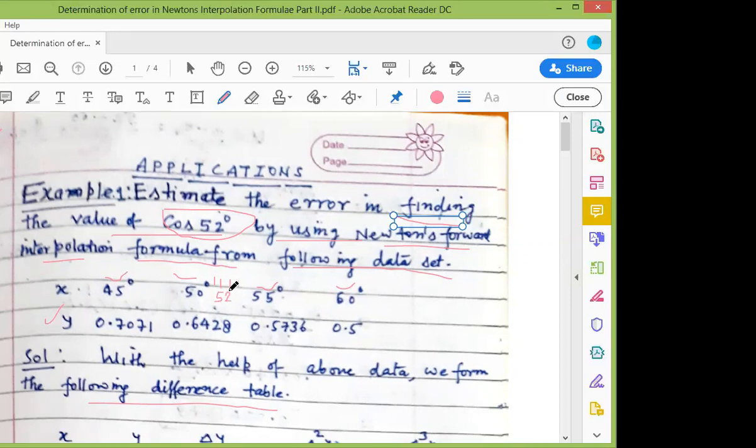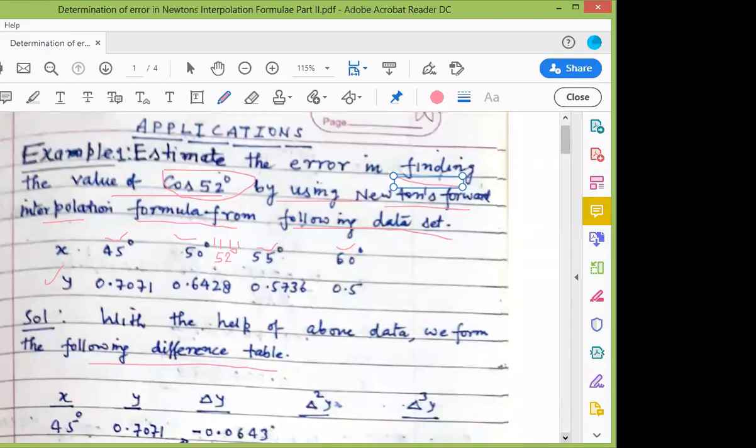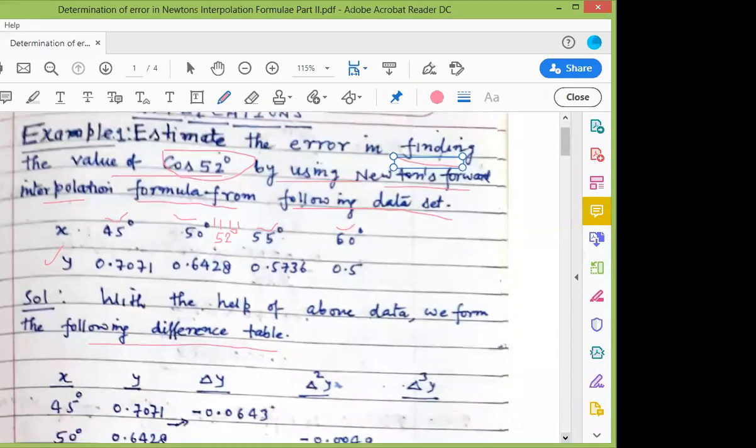The value corresponding to 52 degree is here. So we apply Newton's forward formula. If you ask questions, you must ask one question, and later you can ask me. You just see here, it is close to the second data.